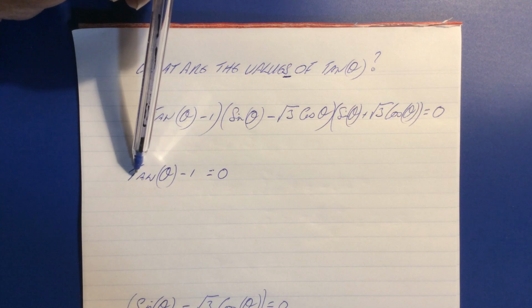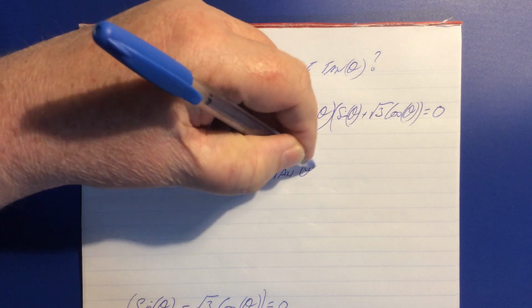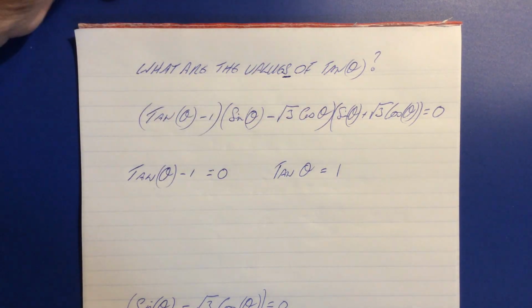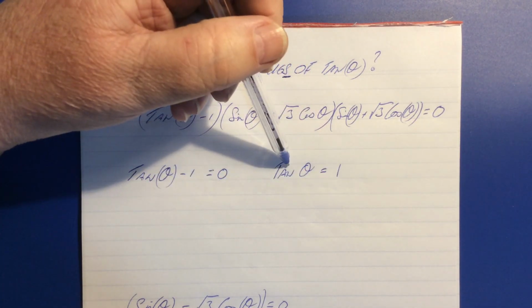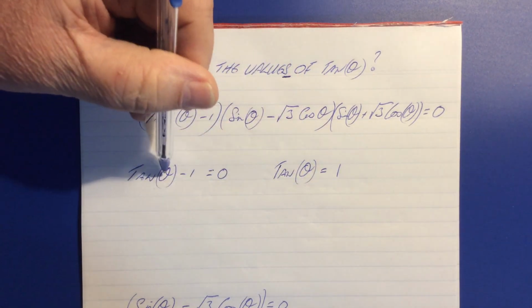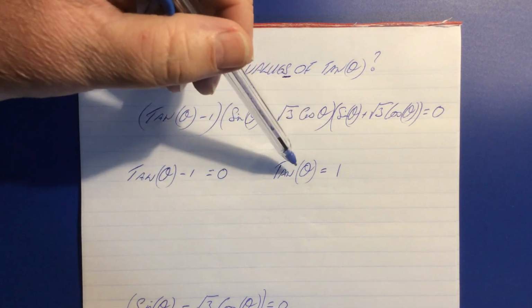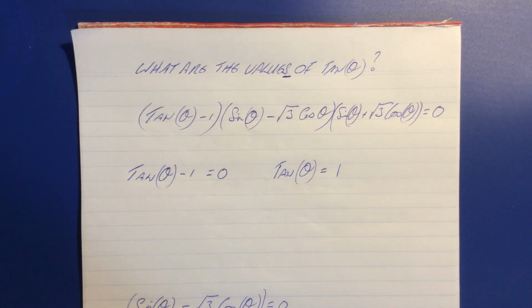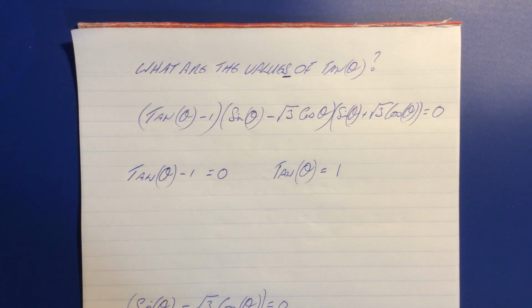Well, in order for tan theta minus 1 to equal 0, the tan of theta must equal 1. And we're asked to find the values of tan theta. So quite simply, tan theta must equal 1. 1 minus 1 is 0. We weren't expected to go any further with this, I did check with the answers. We weren't expected to find what theta is. But for those of you who are interested, it's 45 degrees.